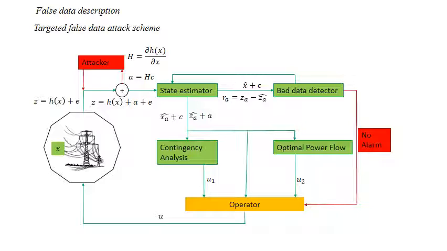Consequently, the state estimator will determine a state X plus c that is consistent with the real power grid, and as a consequence the residual will also not change. So we will find that no alarm is given to the operator, and all the subsequent stages of the analysis will go unnoticed.